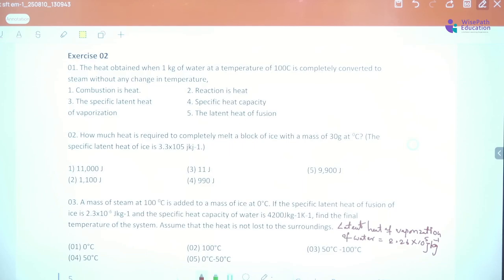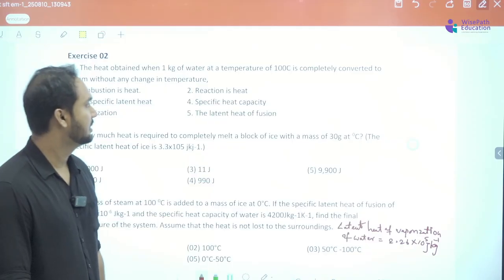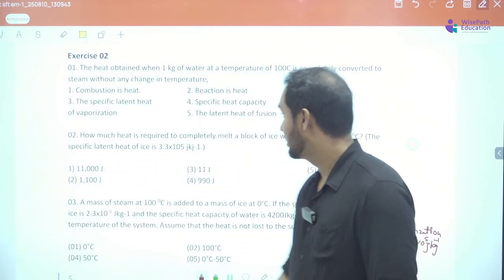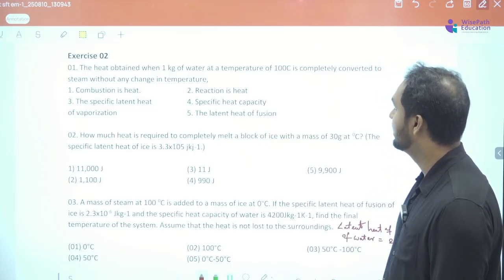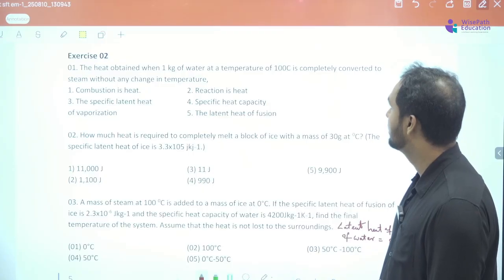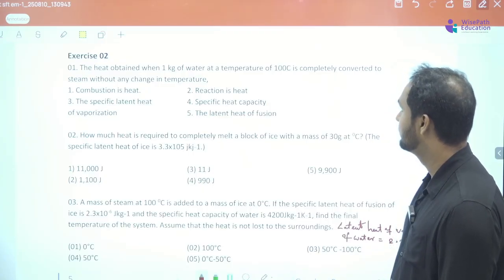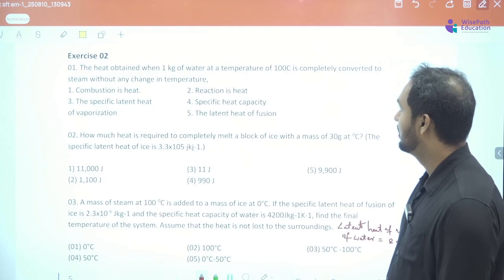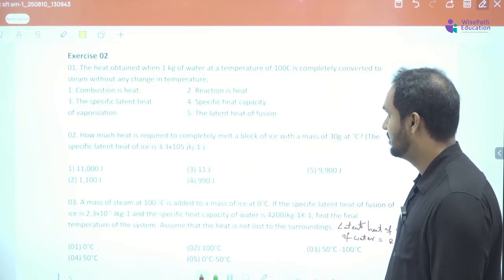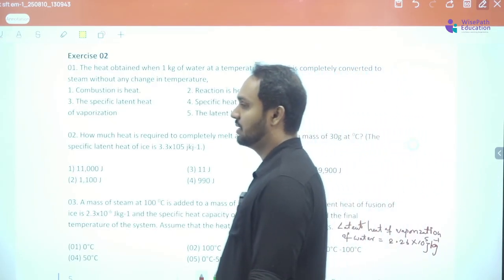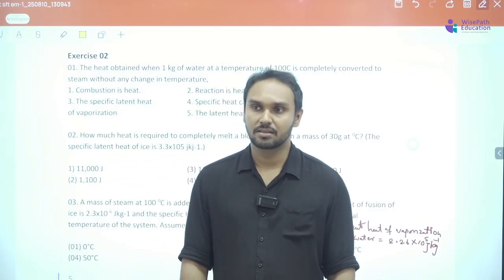Third answer, the specific latent heat. Correct, right? It should be the specific latent heat of what? Of fusion, yes. Now the fifth one says the latent heat of fusion, that is correct, but now we can take both the answers as correct, but this is the thing.